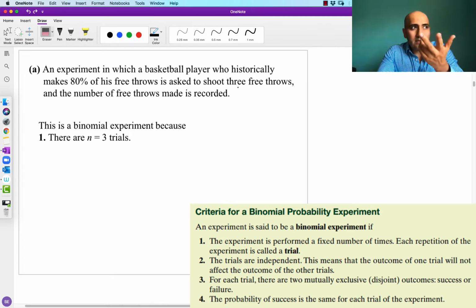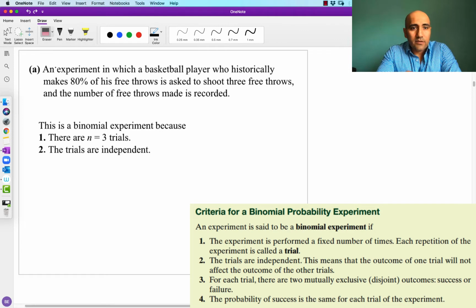Maybe it's an experiment where you put 1 minute on the clock and figure out how many free throws you can make in that time. Well, there isn't a fixed number, right? It could be that he makes 3, makes 7, 20, who knows how many you make in 1 minute. But it's not a fixed number. This case is fixed. There are only going to be 3 free throws. It satisfies that condition.